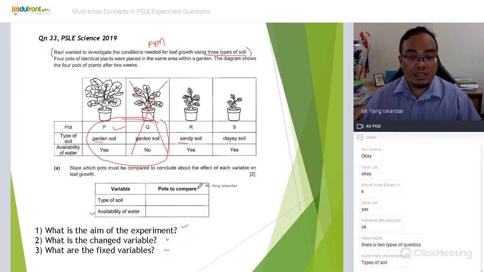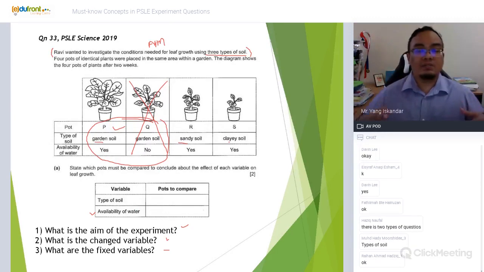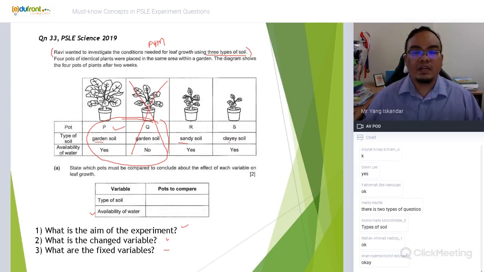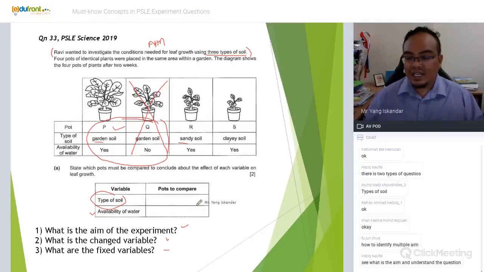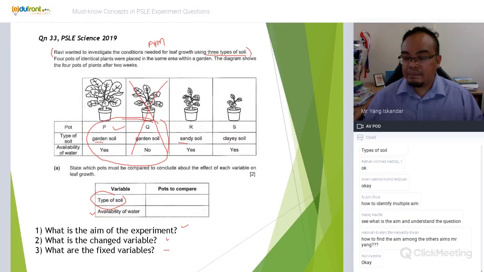Exactly. There are two types. Sometimes in one question, they can give you multiple aims, so you need to be very, very alert. Like in this question, initially they tell you that they want to test for the different types of soil. But then they ask you, if they don't want to test different types of soil, but instead want to test availability of water, which pots should you compare? So you need to be very flexible, very alert, and you must be able to address the question.